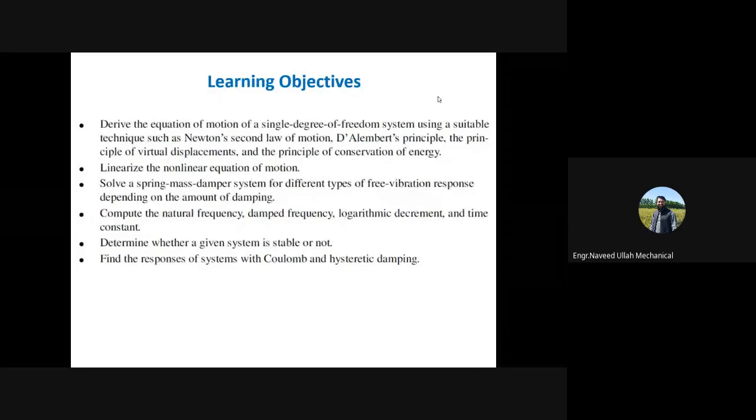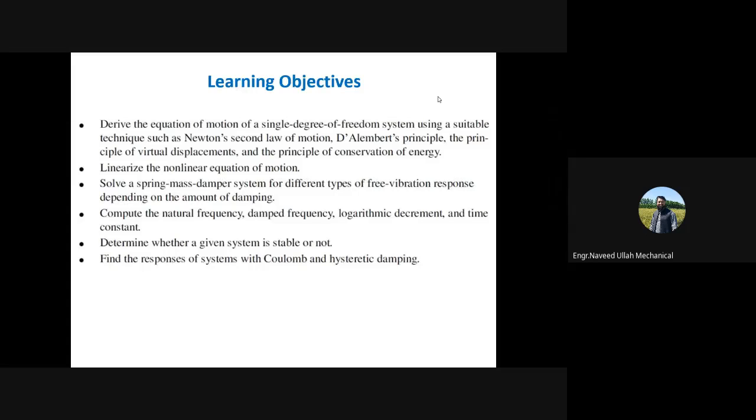Then we have to linearize the nonlinear equation of motion, if we have some nonlinear equation, so we can linearize those equations. Then the third thing is to solve a spring mass damper system for different types of free vibration response depending on the amount of damping. If it is undamped, underdamped, overdamped, or critically damped system, we will discuss these things. You need to know this at the end of this chapter.